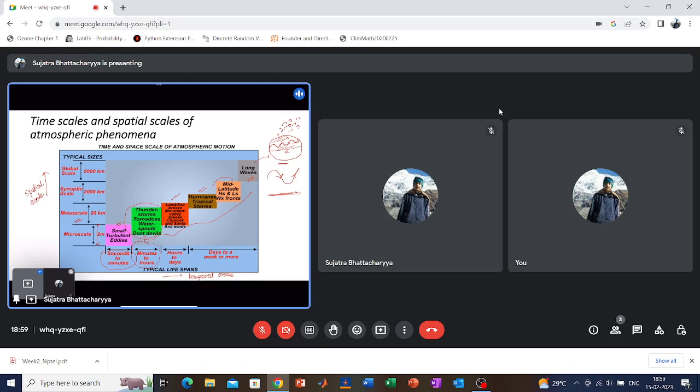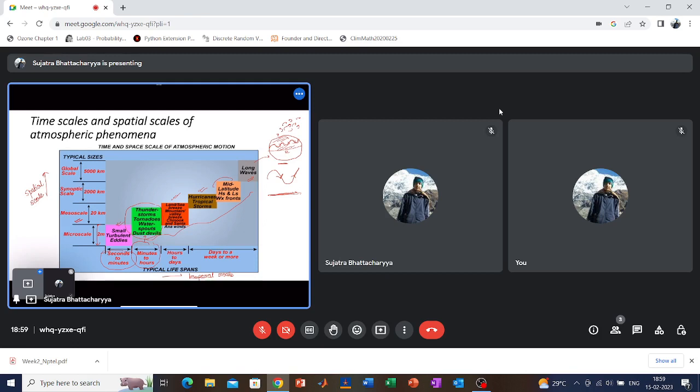And these mesoscale events are not 20 kilometers, but range from 10 kilometers to some 1000 kilometers. More than 1000 kilometers, if you go to the 10,000 kilometer scale, this is nothing but the synoptic scale. Synoptic scale is a bird's eye view kind of.